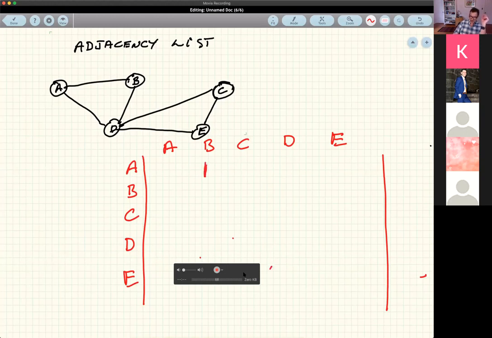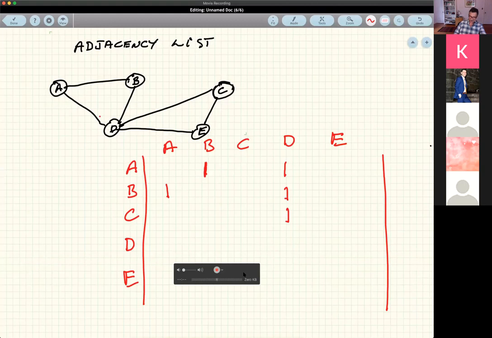there's an edge. Between A and C, there isn't an edge. Between A and D, there's an edge. Between A and E, there isn't. Okay? So let's keep going with this. Between B and A, there's an edge. Between B and D, there's an edge. Right? Between C and D, there's an edge.